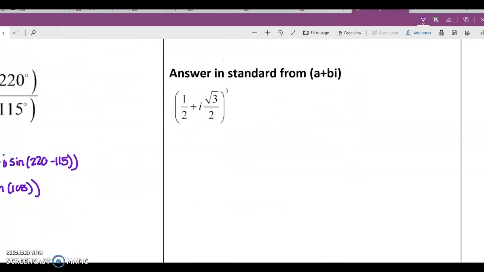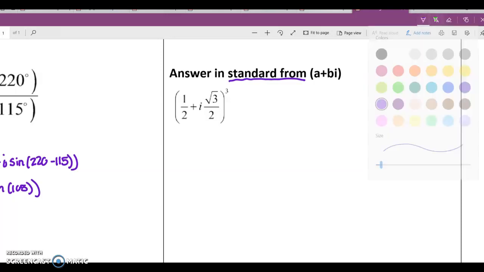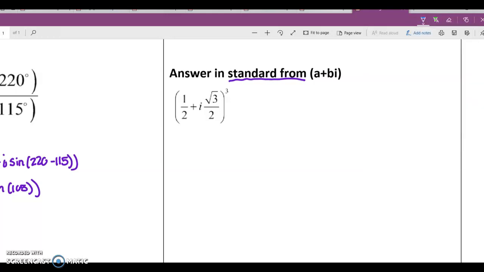Now another problem that you might run into is you have your answer in standard form and we want to simplify this down a little bit. DeMoivre's theorem only applies when we have complex numbers that are in trig form, so we need to get this to trig form. Remember, our typical trig form is r times cosine theta plus i sine theta. Since we have a plus bi, a is equal to r times cosine theta, and b is equal to r times sine theta.